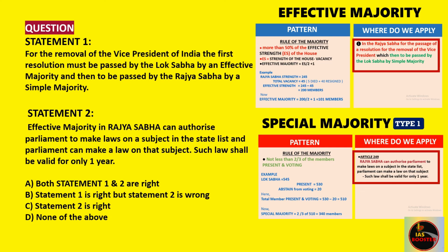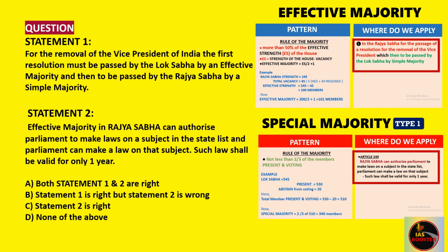I have explained this in special majority type 1. There, the Rajya Sabha can authorize the Parliament to make laws on a subject in the State List, and Parliament can make a law on that subject thereafter, and such a law is valid for only 1 year. I have explained this very well in special majority type 1. If you don't understand, rewind and see for yourself.